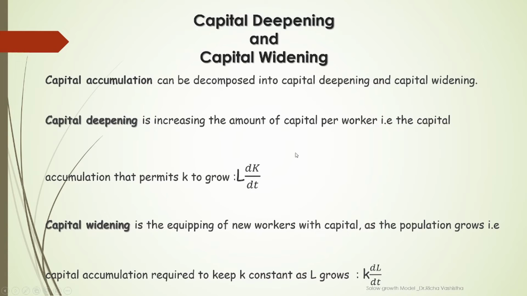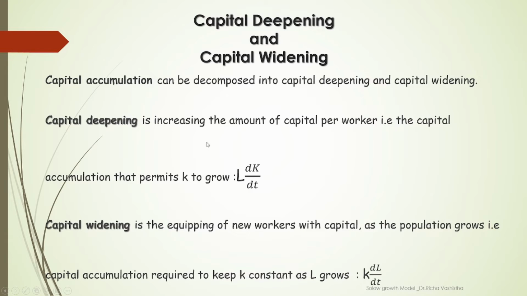Now another very important part. There are basically two concepts here. We have already seen that capital accumulation influences the growth rate of the economy very well, and it is quite a strong influencing factor governing the growth rate. So what is this capital accumulation here? In the model it is discussed that it can be decomposed into two parts, capital deepening and capital widening. So what is the difference?